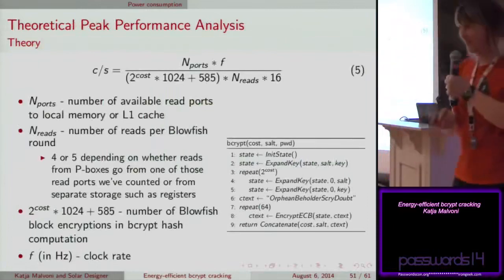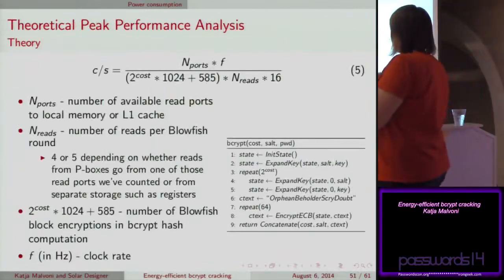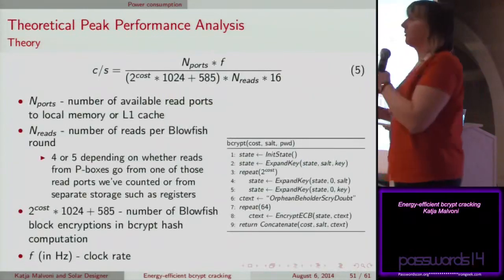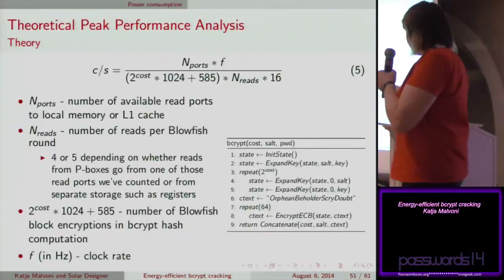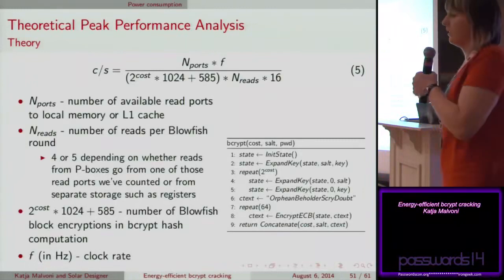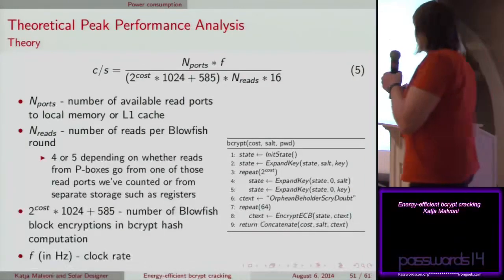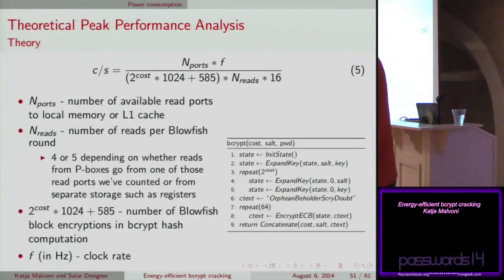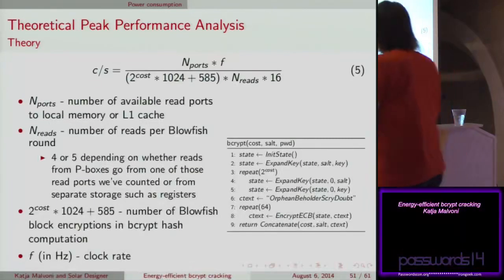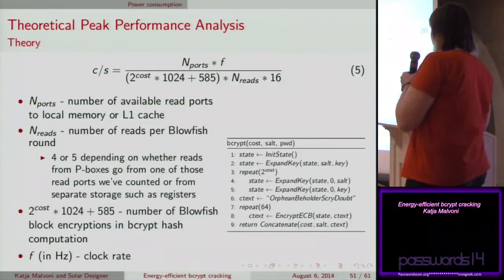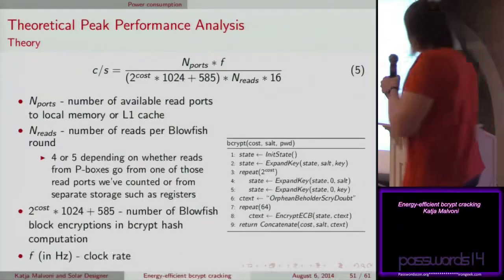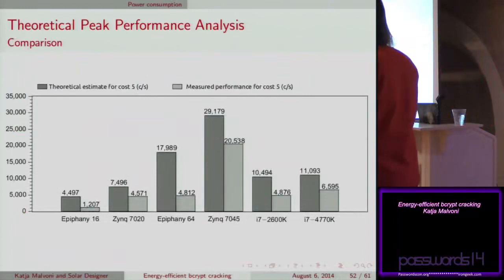And more formulas. This is the theoretical analysis of what could be achieved. Here we have the number of ports that the device can use to read data, SBox and PBox data. We have the number of Blowfish encryptions. We have 16 Blowfish rounds, and 16 is how many rounds there are in a single Blowfish encryption. And we have the number of reads. If we put numbers into this formula, we come up with this. So these are theoretical estimates.